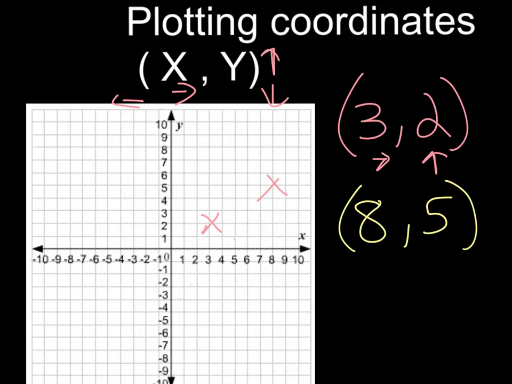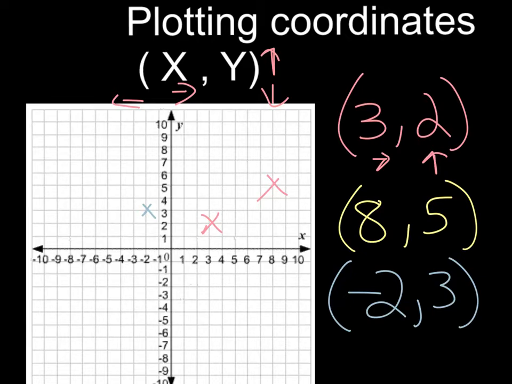Let's try another one. If you had to do -2, 3. Slightly different. This time we have to go from the centre, we have to go left to start with. So across to -2 and then up still to 3 because it's a positive 3, and then make that mark there. So -2, 3.